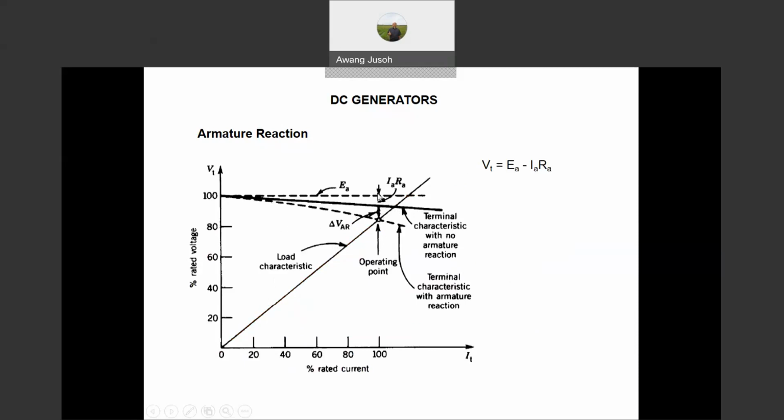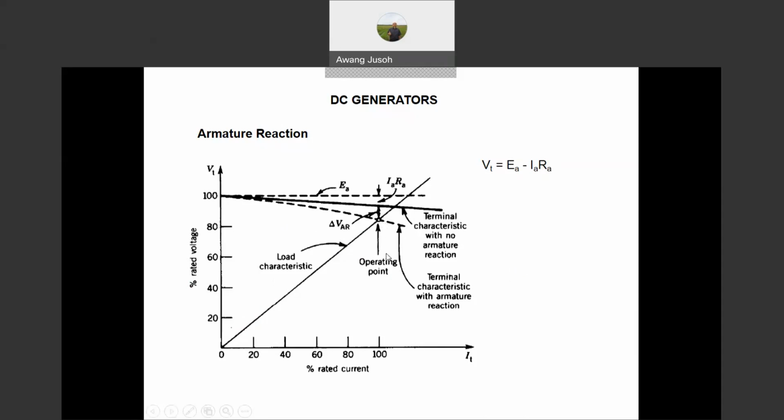Here, without anything, this is the ideal case, on the top here. Here, because of IRA, and if we take into account the drop due to the armature reaction, we get a lower induced voltage again. So delta VAR is the drop due to armature reaction. Okay, so that's the impact on the generator when we have armature reaction.